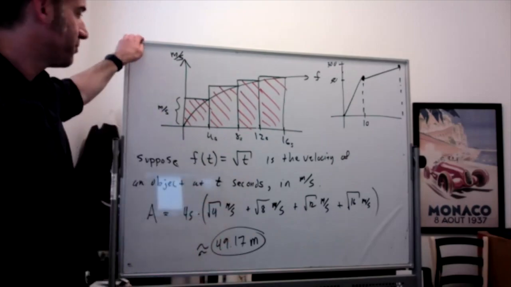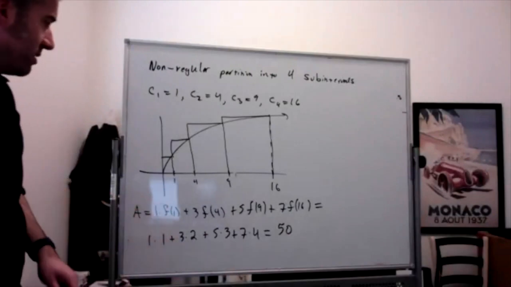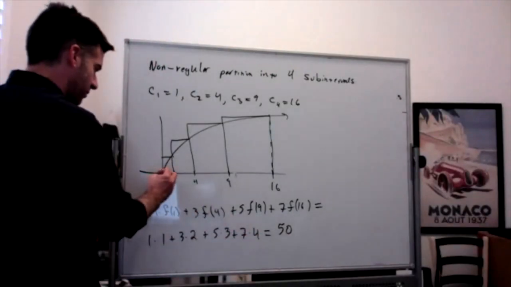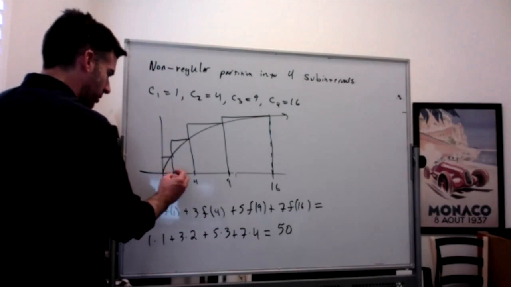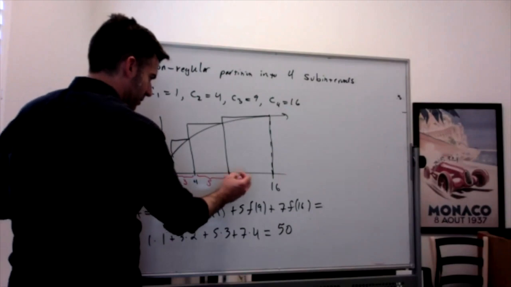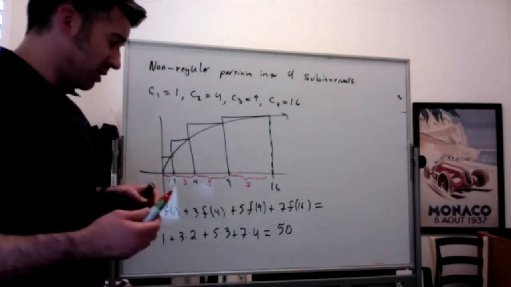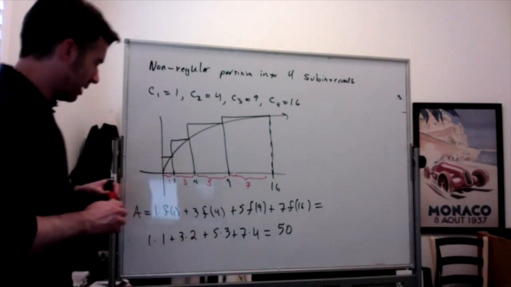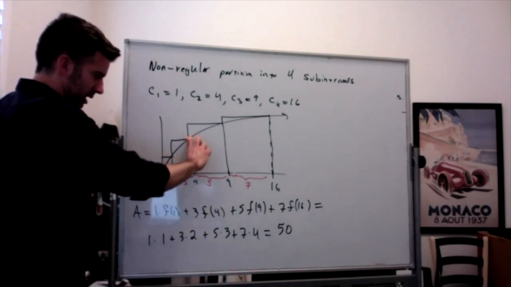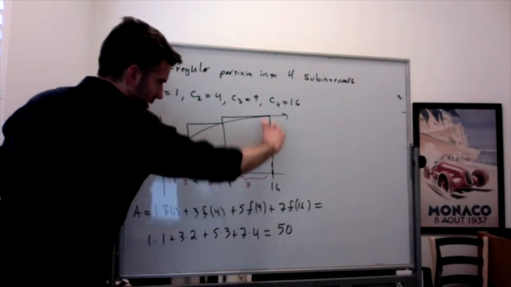To answer Roy's question, the way I got the 1, 3, 5, and 7 is by finding the distance of each partition. So this distance here from 0 to 1 is 1. This is 3. That's 5. And that's 7. And then I find the areas of my rectangles by doing the base times the height, for each one.